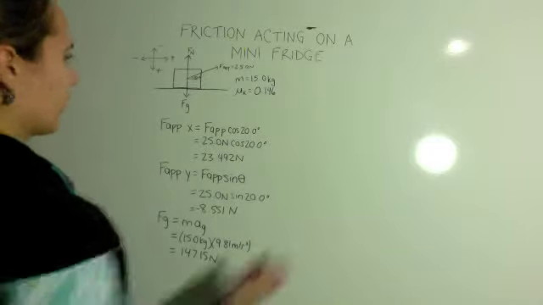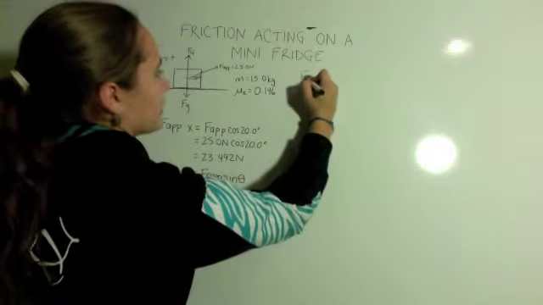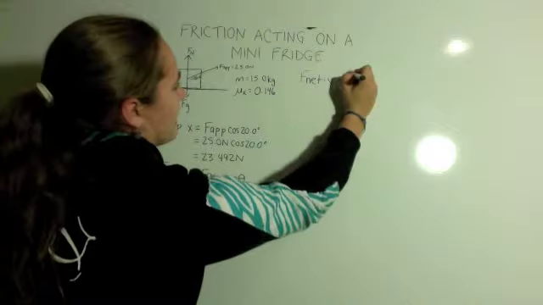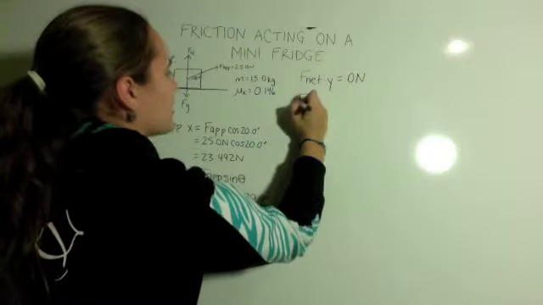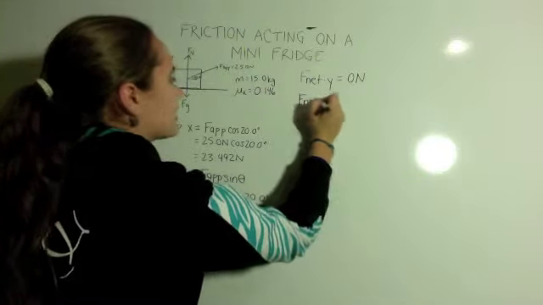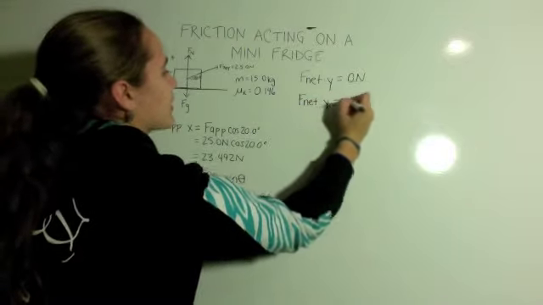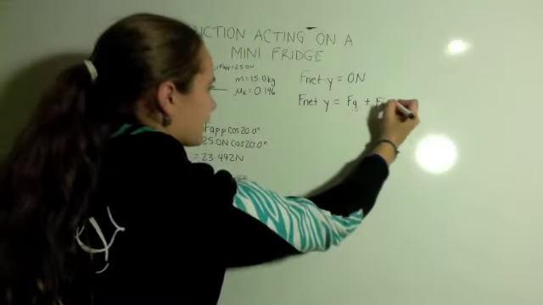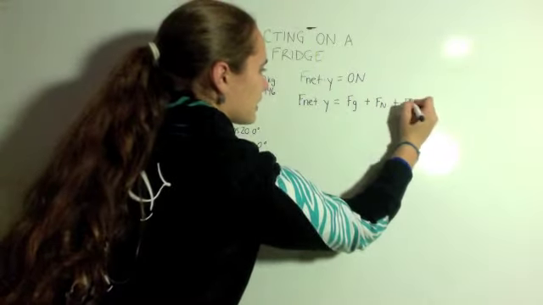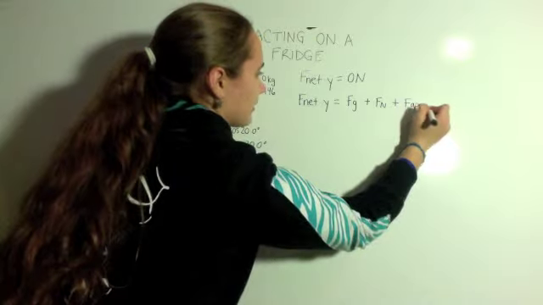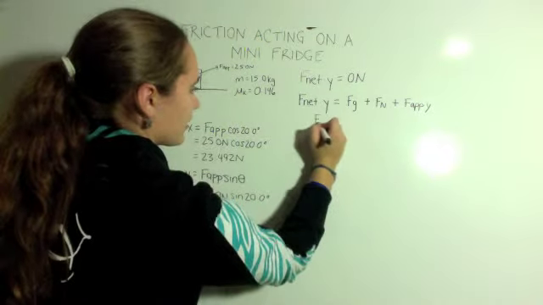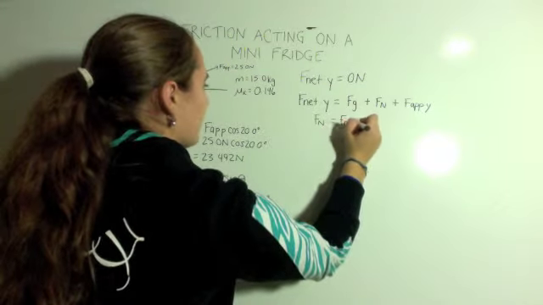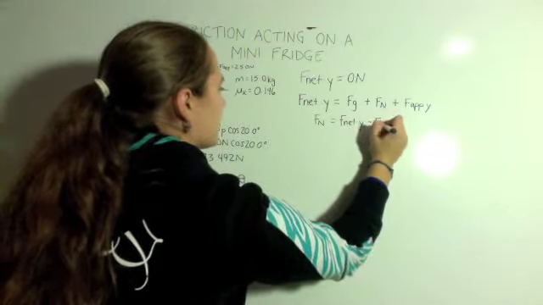Now, we know that the net force in the y direction is equal to 0 because the fridge didn't move up and down, it only moved side to side. So then we can calculate the normal force because we know that the net force in the y direction is equal to the force of gravity plus the normal force plus the force applied in the y direction. So rearrange to solve for the normal force, and you have Fn equals F net y minus Fg minus F applied y.